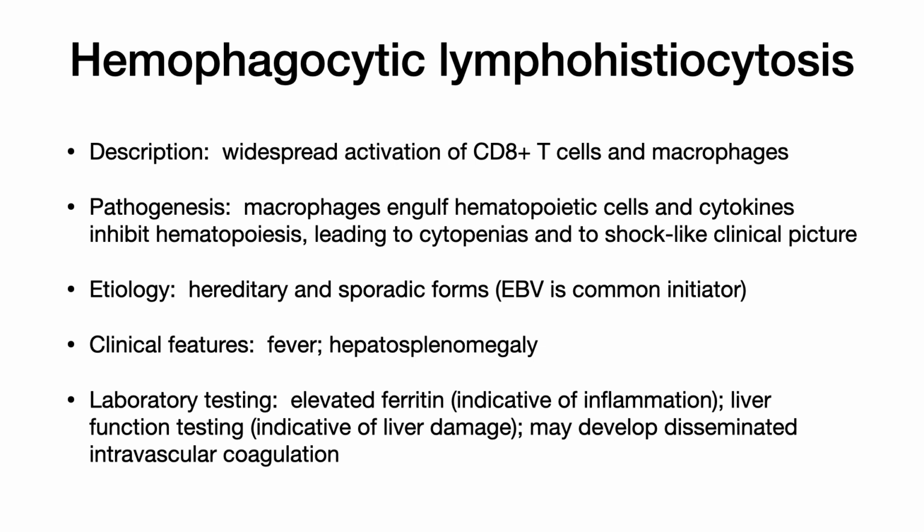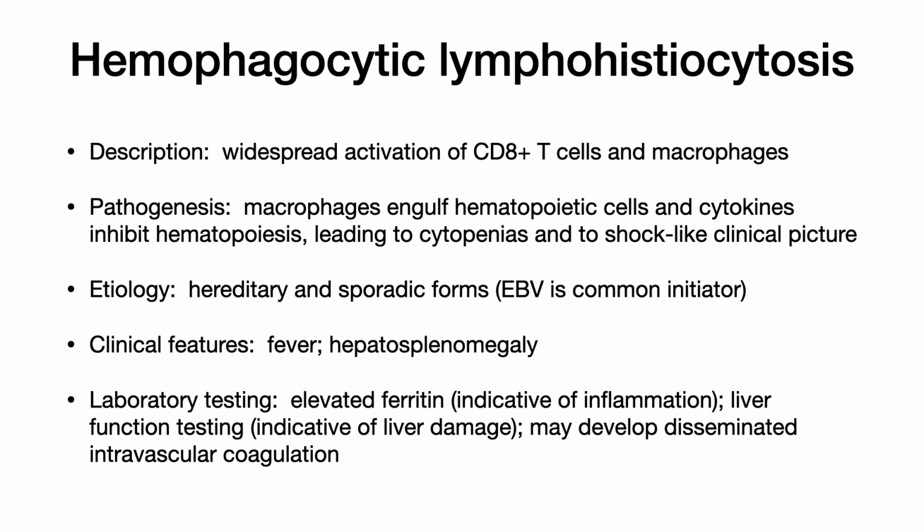And then one more condition, hemophagocytic lymphohistiocytosis. So hemophagocytic means they engulf hematopoietic cells, and it's a proliferation of lymphocytes and macrophages. It's due to the widespread activation of CD8 positive T cells and macrophages, and then those macrophages engulf hematopoietic cells, hence the name hemophagocytic, and they release cytokines that inhibit hematopoiesis, and that leads to cytopenias. So if you inhibit the development of the red blood cells, white blood cells, you're going to get cytopenias, and it's pretty serious, can lead to a shock-like clinical picture.